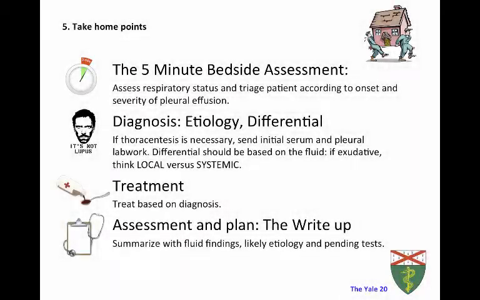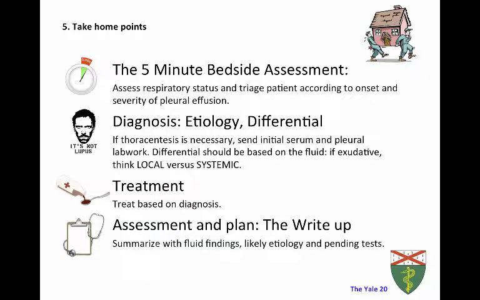So bringing it back together, take-home points. 5-minute bedside assessment: you assess their respiratory status, and then you triage the patient according to the onset and severity of the pleural effusion. For diagnostics, determine whether or not they need a thoracentesis, and if they do, then you send the initial serum and pleural lab work, first for Light's criteria, and then for the exudative workup. And your differential should be based on the fluid. If it's exudative, then you think local versus systemic.